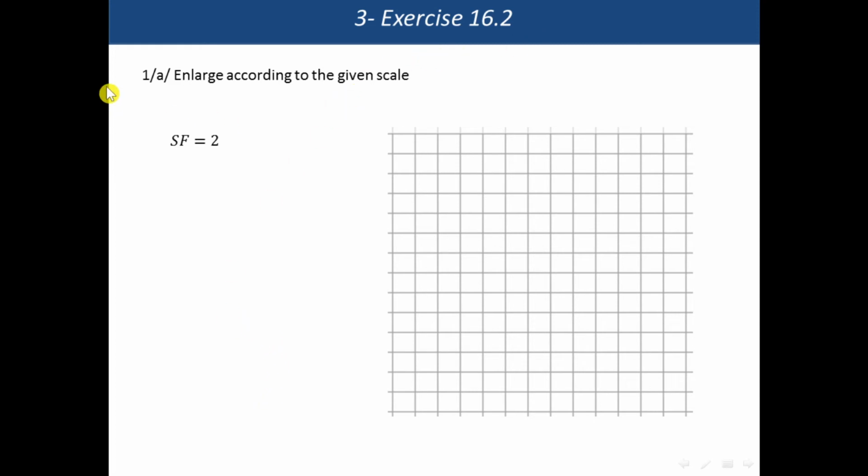Exercise 16.2, number 1a, enlarge according to the given scale. Scale is 2. Center of enlargement is here, okay? And then I have the object. In such questions, you are given the center of enlargement and the scale and the object. You have only to draw the image. Important thing, from where I start to draw the first point in my image.